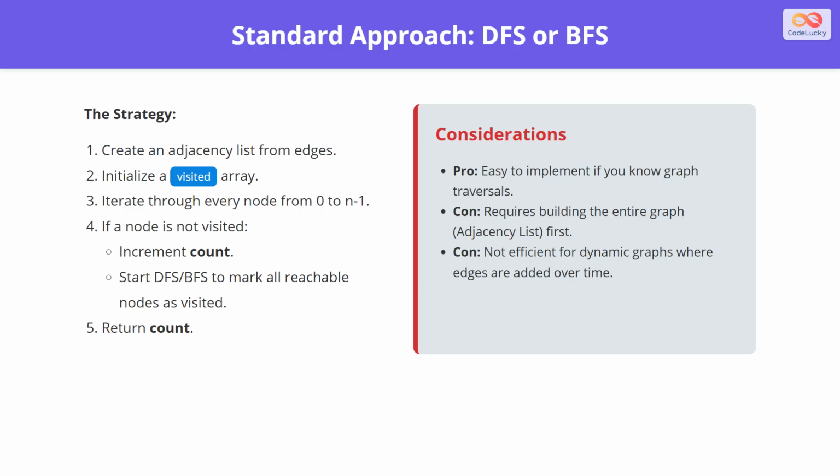The standard approach often involves depth-first search or breadth-first search. You would build an adjacency list, then loop through every node. If a node hasn't been visited yet, you increment your component count and launch a traversal to mark all reachable nodes. While this works, it requires building the entire graph representation upfront, which isn't always ideal for dynamic data.